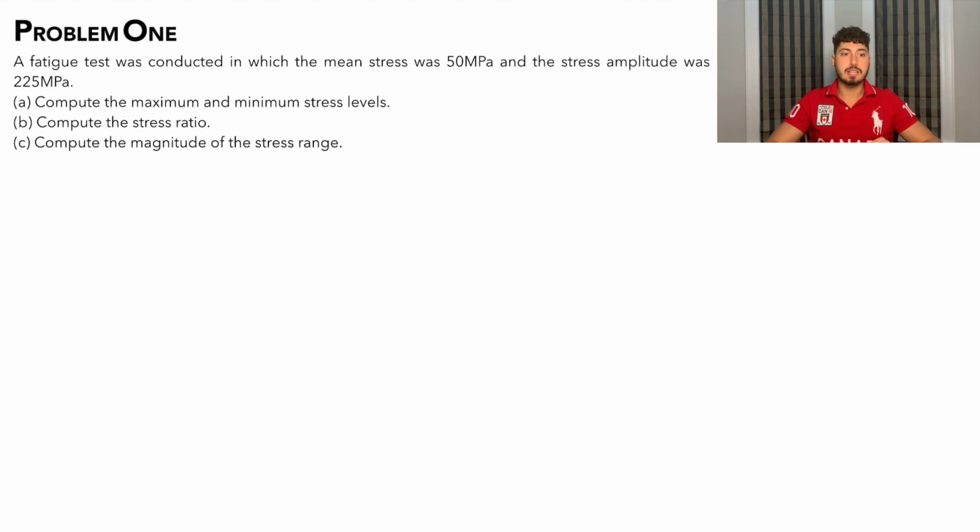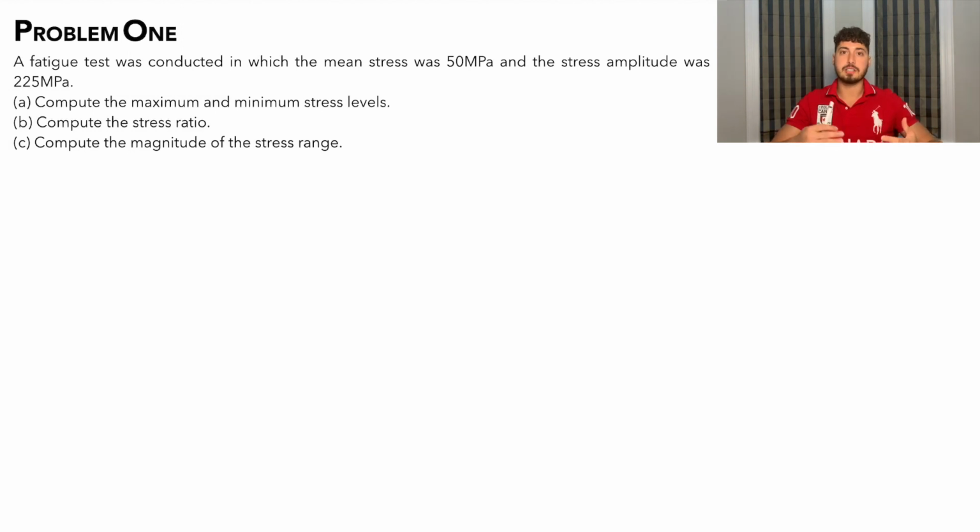So problem 1 says a fatigue test was conducted in which the mean stress was 50 megapascals and the stress amplitude was 225 megapascals. A says compute the maximum and minimum stress levels, B compute the stress ratio, and C compute the magnitude of the stress range. So let's start with part A.